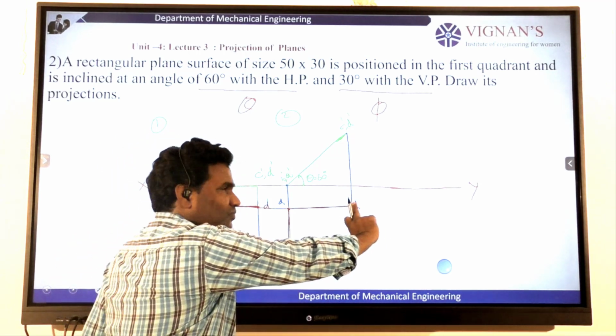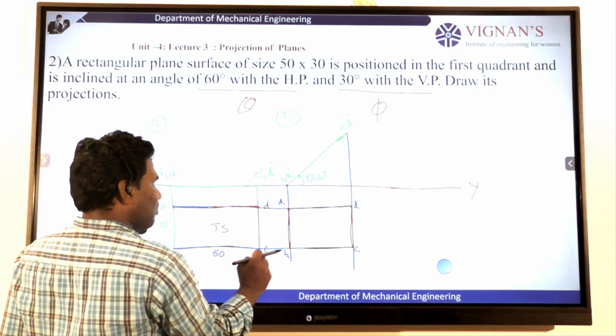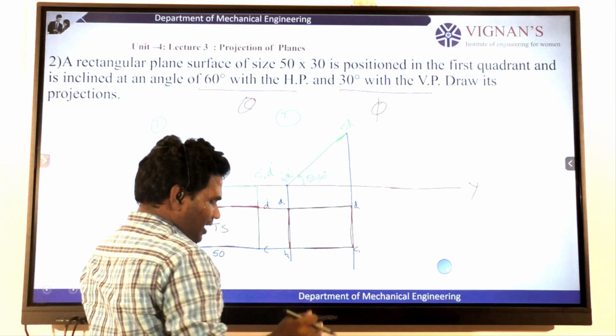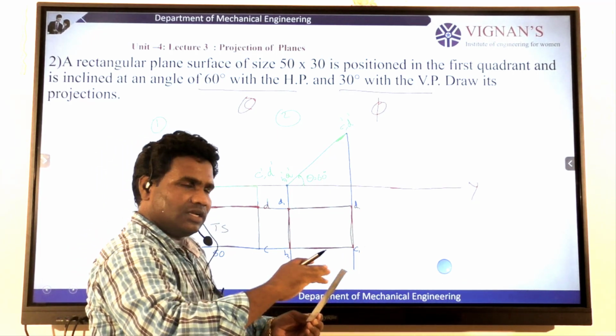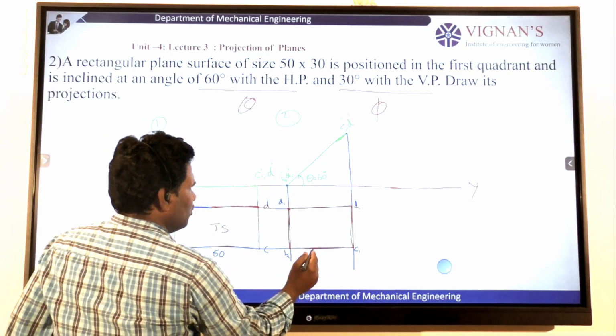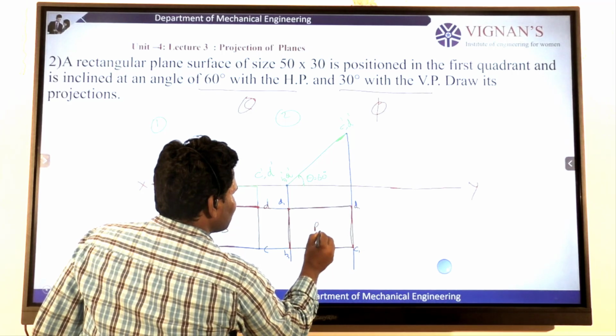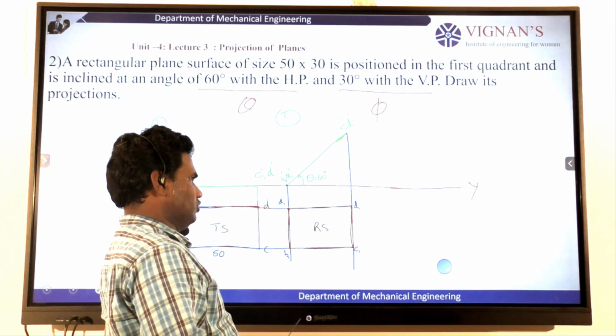But this is 30. The 30 dimension remains the same. But whenever the plane is making an angle of 60 degrees or something with the HP, definitely its length is reduced in the top view. That is reduced size, reduced shape.